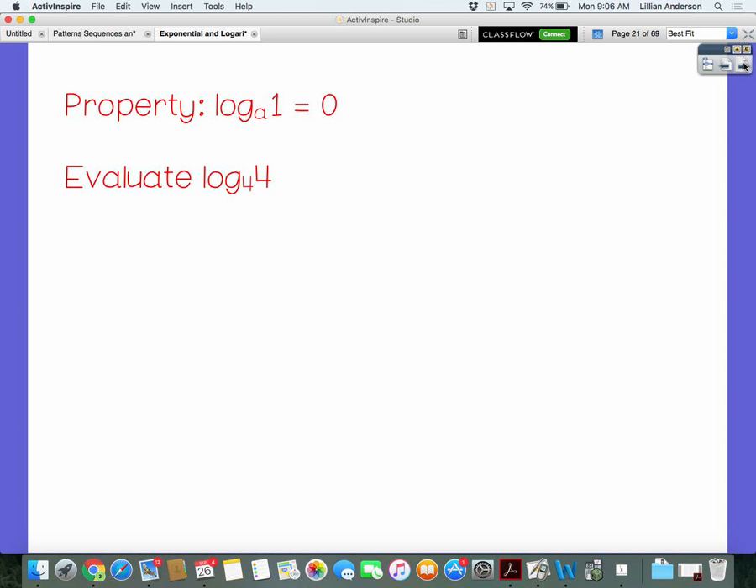Whiteboards, you've got another one. Log base 4 of 4. 30 seconds. 1, yes. 4 to the x equals 4. The only way you're going to get the exact same thing, or actually look at it, the bases are the same. The exponent is 1, so x equals 1.